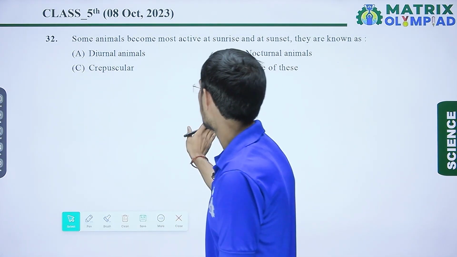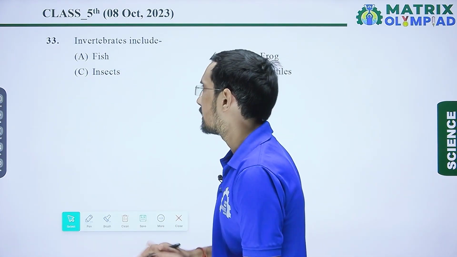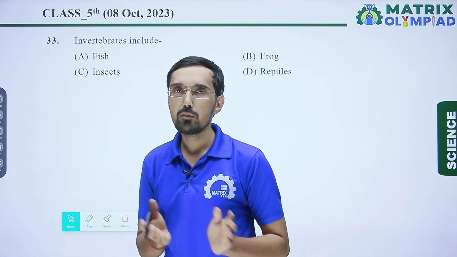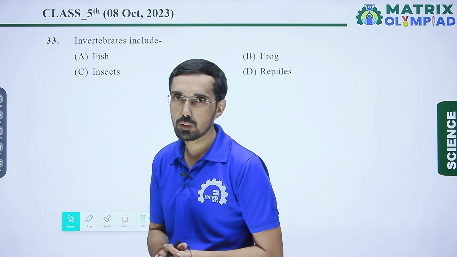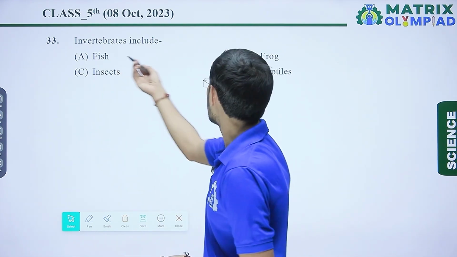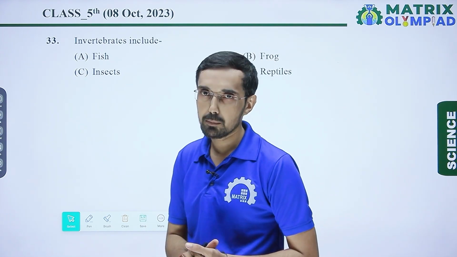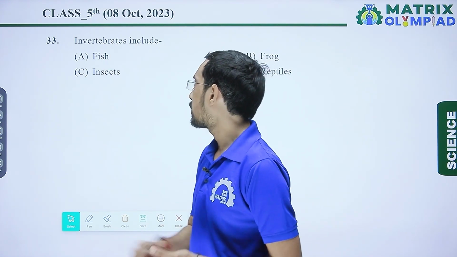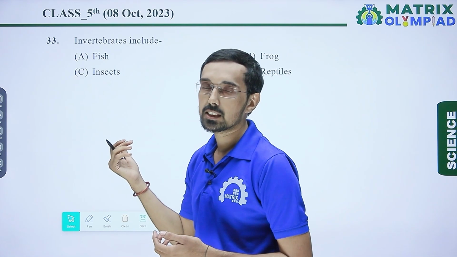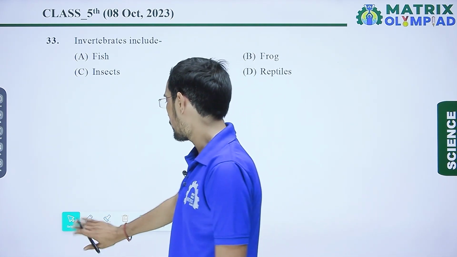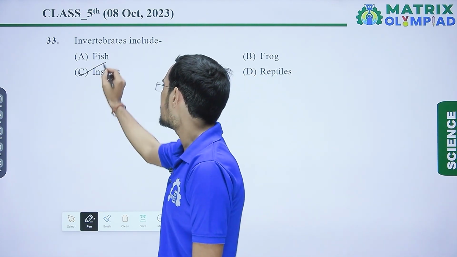Next question is, invertebrates include. Invertebrates are the group of animals which have the absence of a vertebral column. Fishes, frogs and reptiles belong to the group of vertebrates, and insects belong to the group of invertebrates, and they also belong to the phylum Arthropoda. So our correct answer will be option C.